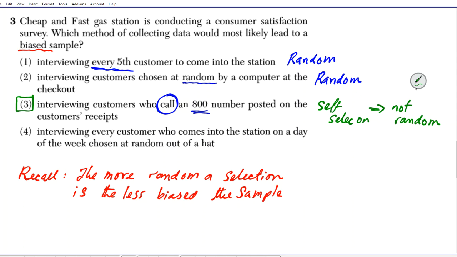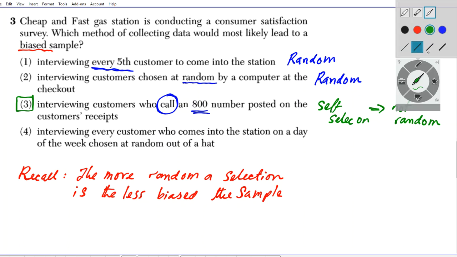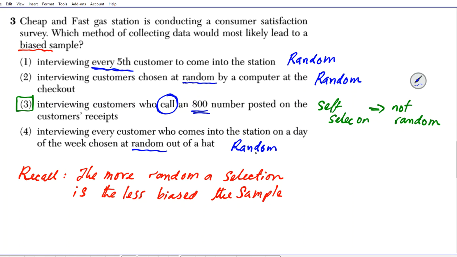Now if you look at option 4, it says interviewing every customer who comes into the station on a day of the week chosen at random out of a hat. That indicates randomness in the selection process, so this one is not going to be biased. So the answer for question 3 is option number 3.